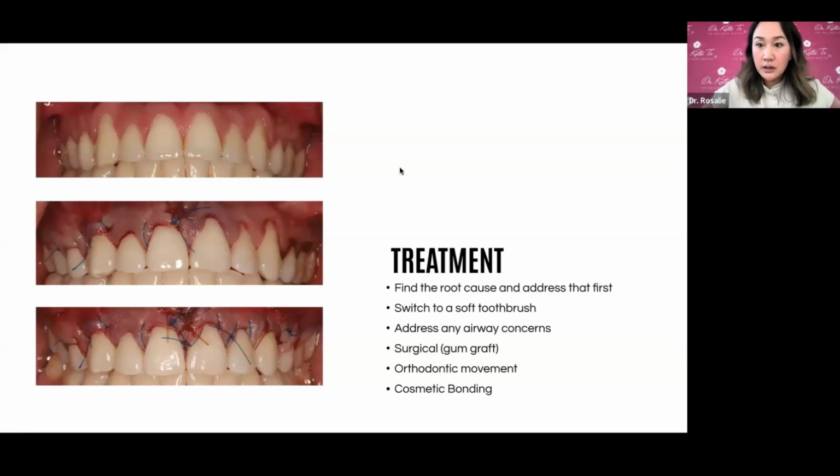Another treatment option is orthodontics. If orthodontics is the reason, if the tooth is too far forward and that's the reason why you have recession, then braces could potentially move it back if you're eligible for that. It'll move the tooth back into the bony housing. Or like I said, if it's an abfraction, you might be able to do some cosmetic bonding to help, depending on the degree of the recession.